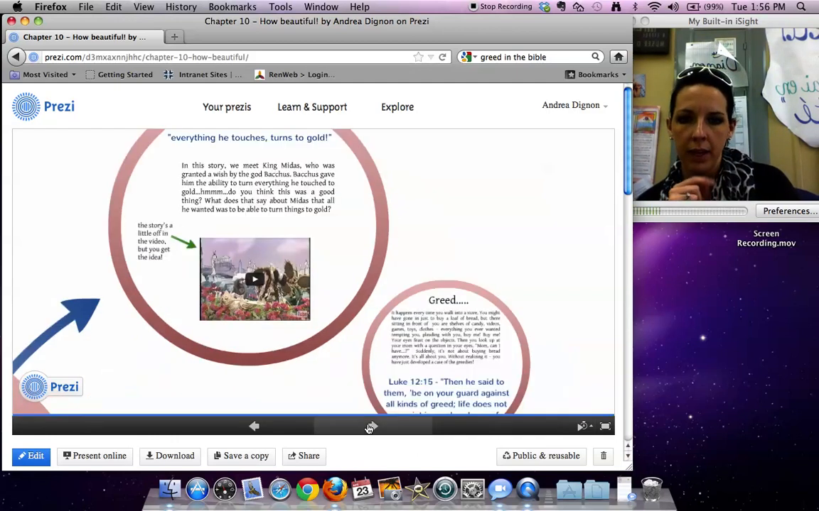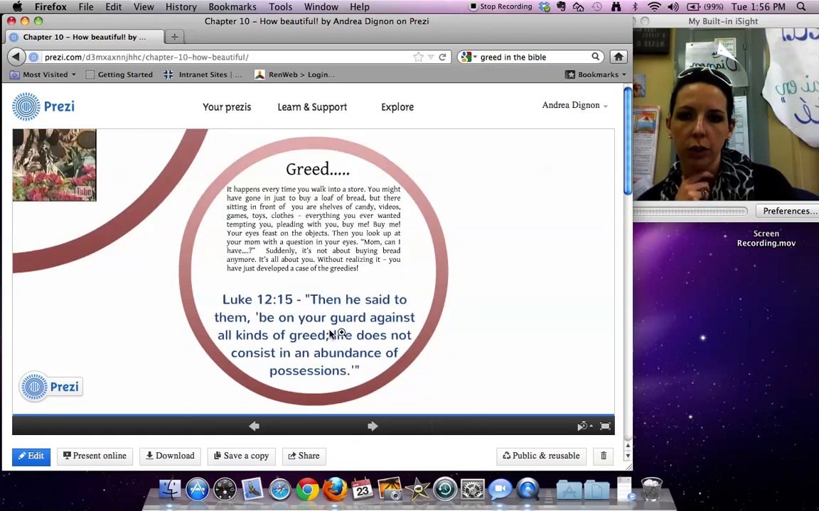And then we'll read this, Luke 12:15. Then he said to them, be on your guard against all kinds of greed. Life does not consist in an abundance of possessions. Now think about that for a second. We've talked about greed. We've talked about a lot of different sins in our class, but this verse is very beautiful with respect to that. And then we'll talk about how this happens and how we see this in everyday life. So anyway, take some time, go through this, and we'll discuss in class.